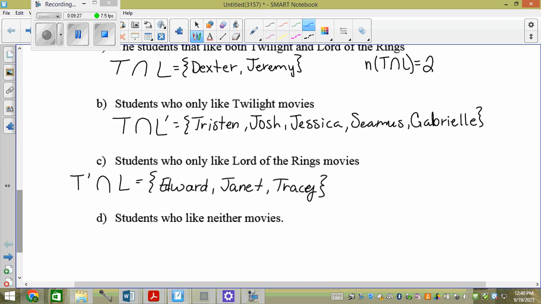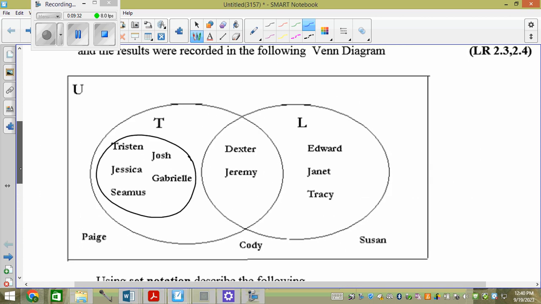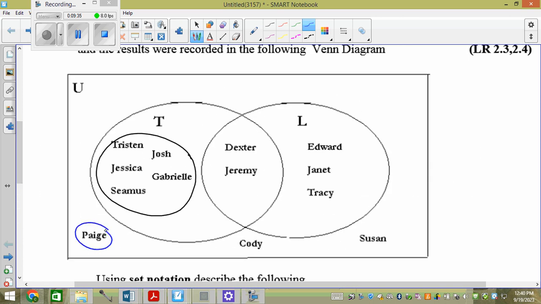Okay. Students who like neither of the movies. So what we're actually trying to get are these people: Paige, Cody, and Susan. So what do I not want? Or not T or not L. We're getting closer. Not T and not L would work. But really what I don't want is the snowman. We agree? I want everything but the snowman. How can I represent the snowman?